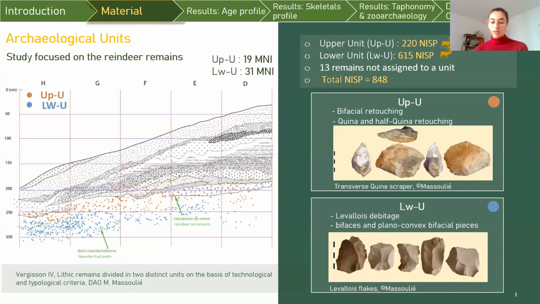The main objective was to obtain data on reindeer population, on the reindeer accumulation process, and on Neanderthal occupation. The Vergisson IV sequence contained two main archaeological units, the upper unit with possibly Quina Mousterian and the lower unit with Levallois Ketinaip. The minimal number of individuals is 19 in the upper unit and 31 in the lower, identified on the basis of the dental wear.